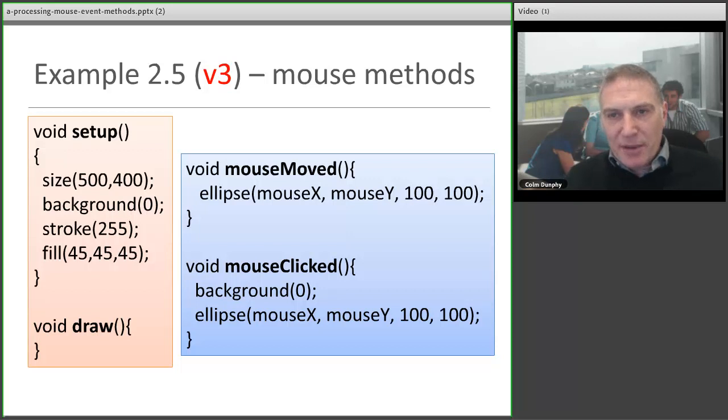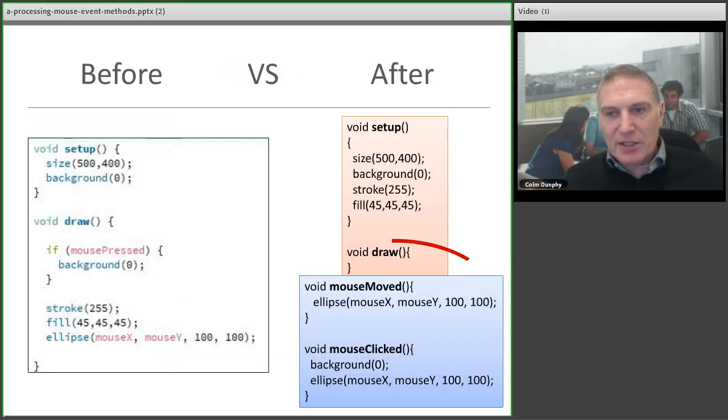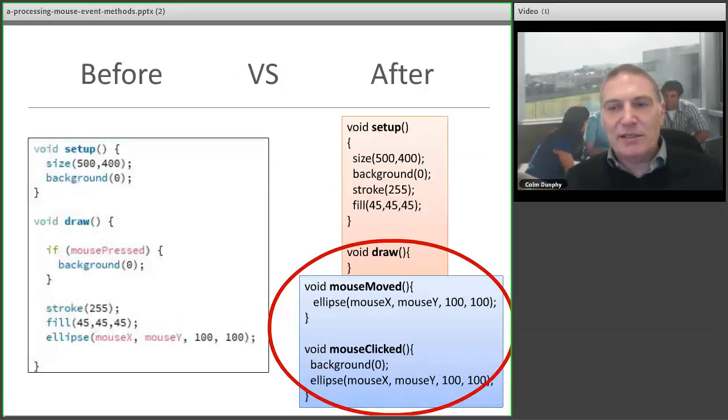One more example. This is the 2.5 we've already covered. What we're doing here is just looking at an alternative way of doing it using mouse moved and mouse clicked instead.